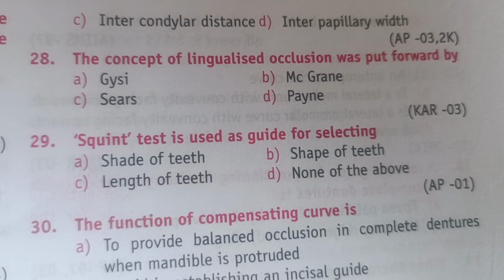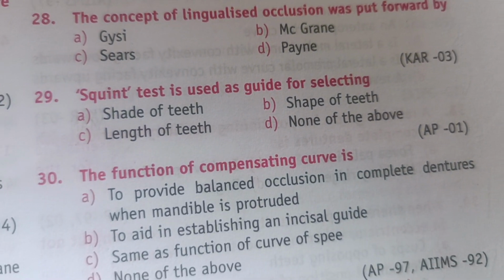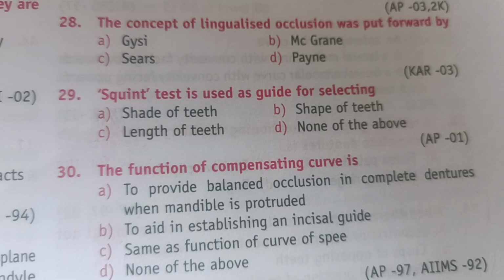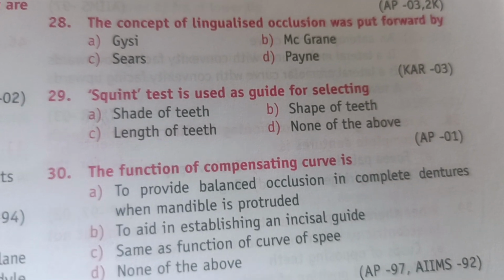Next question, squint test is used as a guide for selecting. Options are shade of the teeth, shape of the teeth, length of the teeth, none of the above. The correct answer is option A, shade of the teeth.